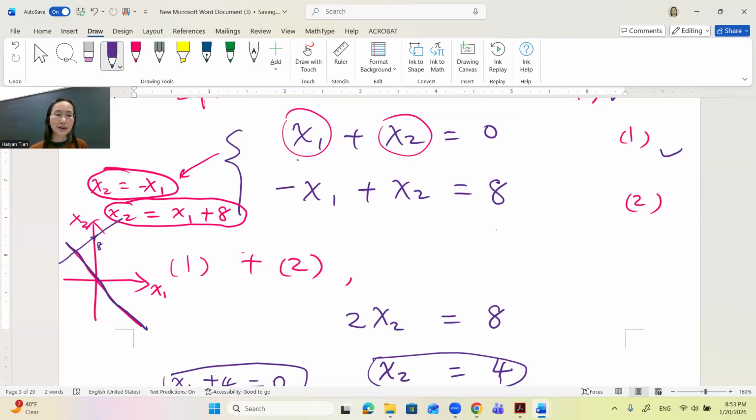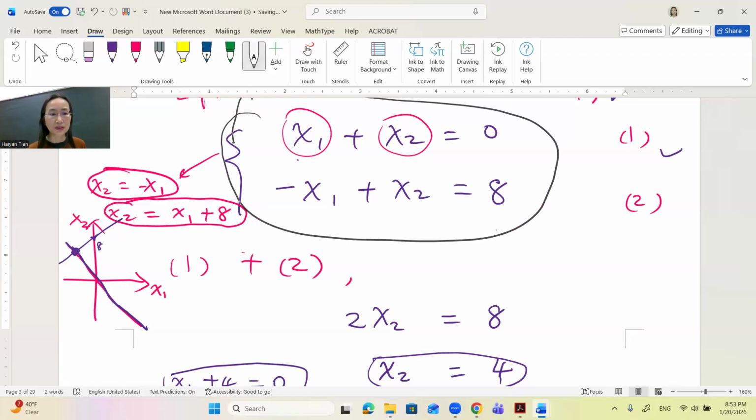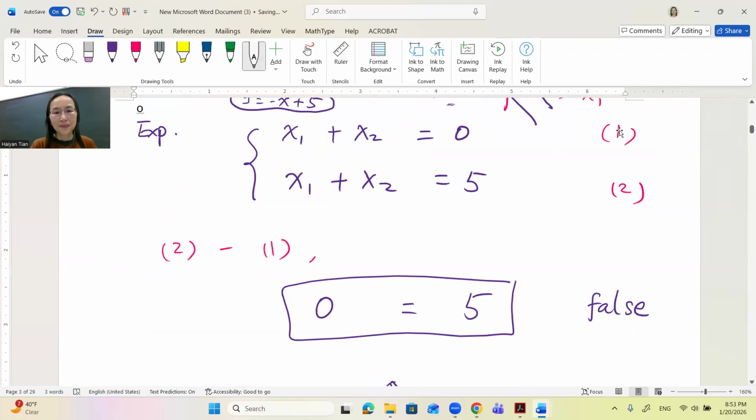So these two lines have different slopes. They must intersect. There's only one point of intersection. So there's one point that is common to both lines, and that is the unique solution to the system. So we just dealt with the geometric meaning of the solution, right? We found one point for the system.